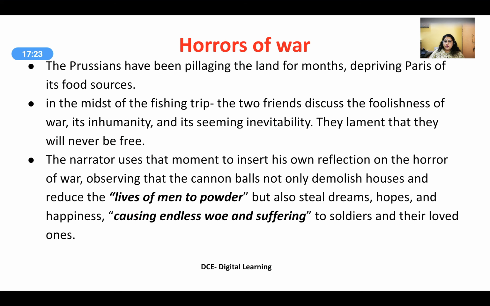The narrator uses that moment to insert his own reflection on the horror of war, observing that the cannonballs not only demolish houses and reduce the lives of men to powder, but also steal dreams, hopes and happiness, causing endless woe and suffering to soldiers and their loved ones. Yes, everybody is impacted by the horrors of war, not only the soldiers, even civilians for that matter.